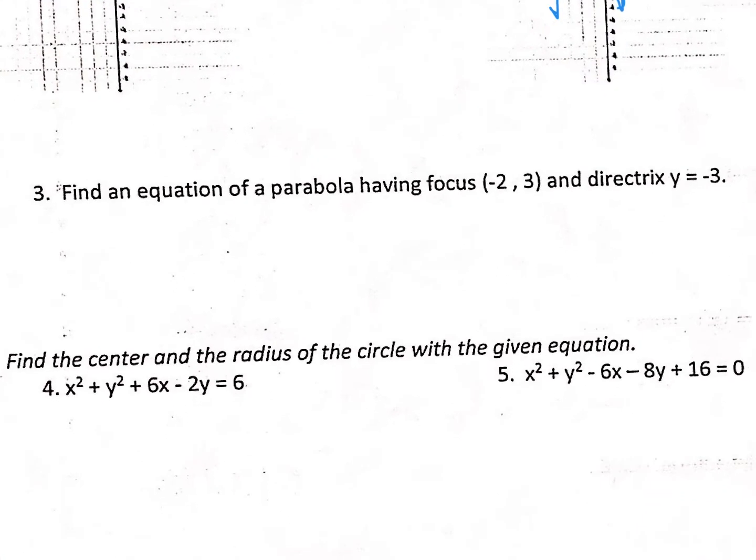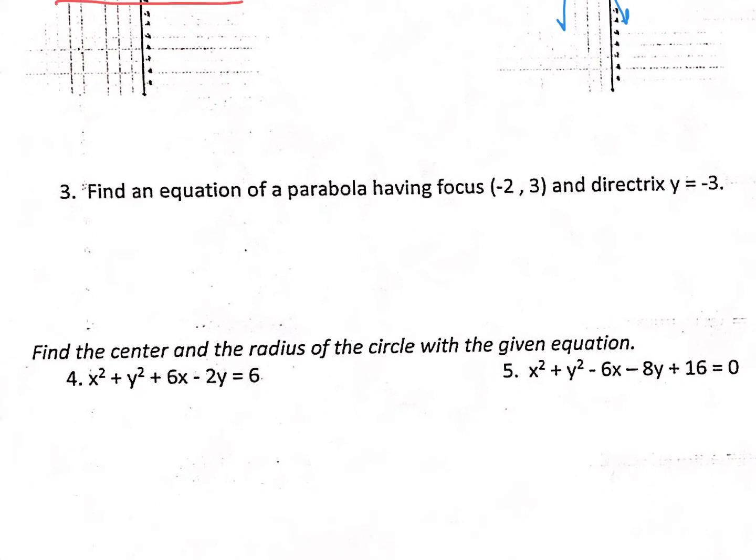Number 3, we're going backwards. The great thing to do in number 3 is draw a picture. So just a little rough sketch. It says the directrix is y equals -3. That's down here. There's my directrix. It says the focus is -2, 3. Boom, there's the focus. Now, your vertex is always halfway between those two.